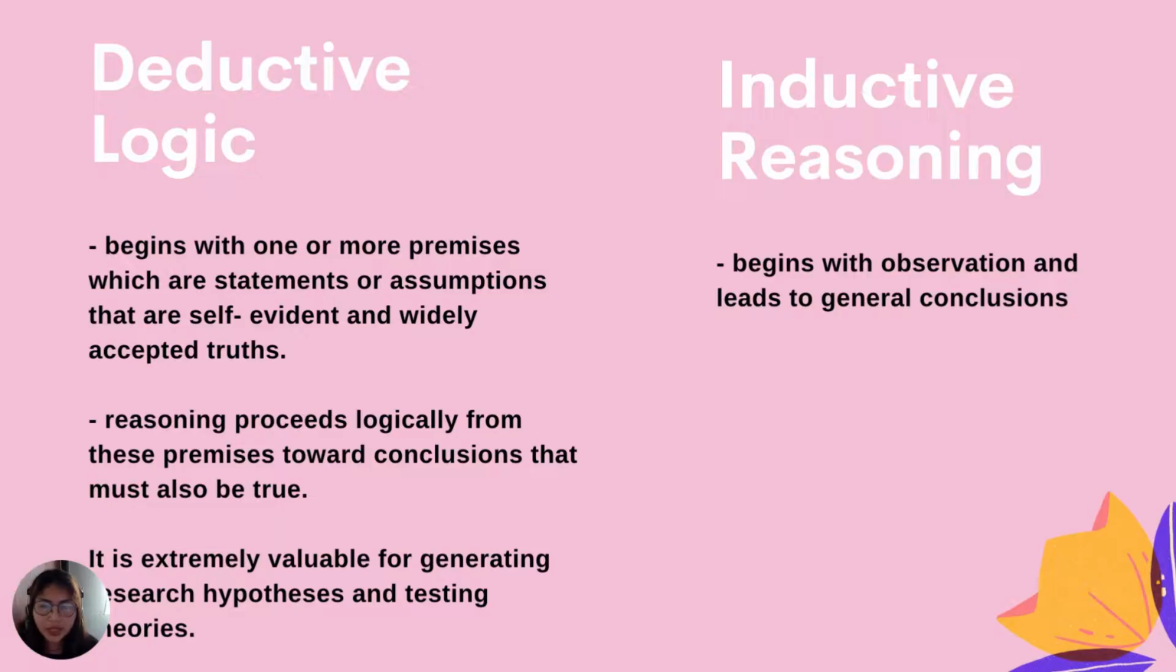Okay, deductive logic. What is deductive logic? It begins with one or more premises, which are statements or assumptions that are self-evident and widely accepted truths. And reasoning proceeds logically from these premises toward conclusions that must also be true. It is extremely valuable for generating research hypotheses and testing theories. Next is inductive reasoning. It begins with observation and leads to general conclusions.